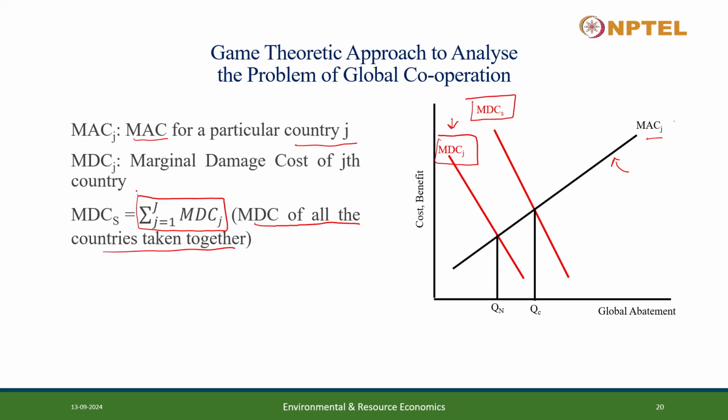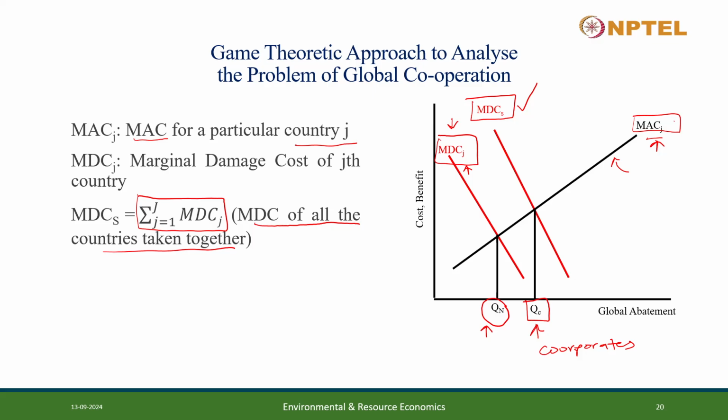Okay. So, if one country's damage and cost is equated, then we get QN. And if we consider the sum of damages to all the countries and see the intersection of the marginal abatement cost curve and marginal damage curve, then we get QC. So QC is when a country cooperates, and QN is when the country does not cooperate.